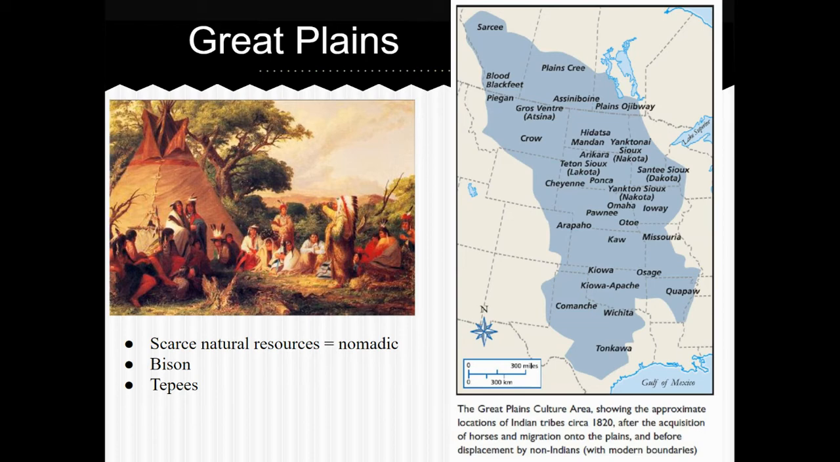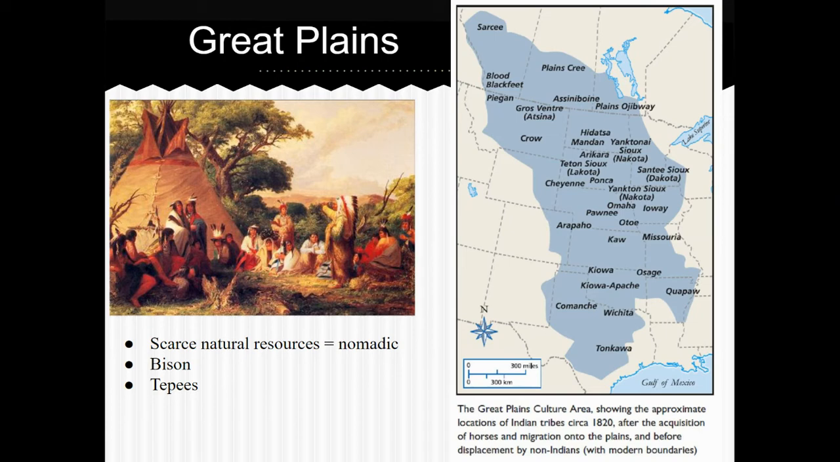And the Native Americans would use them for food. They would use all parts of their bodies for different things. And they use the entire animal. But in order to follow the bison, they needed some type of housing that would be easy to transport as well as easy to tear down and set up. And that was the teepee, which you see pictured in this painting below.